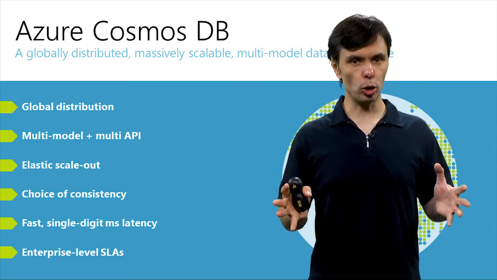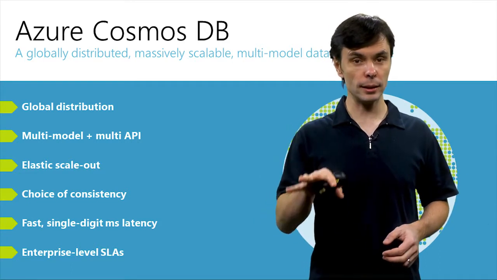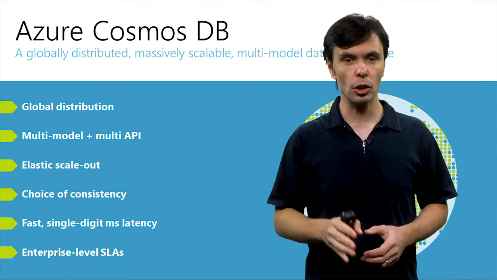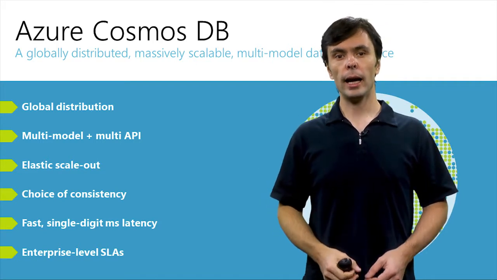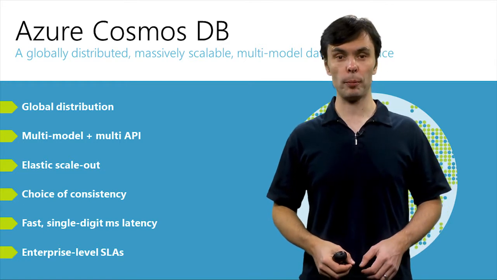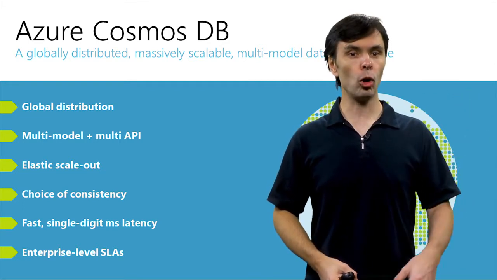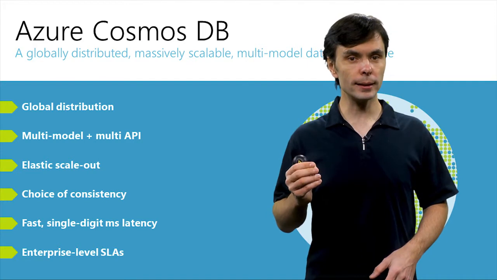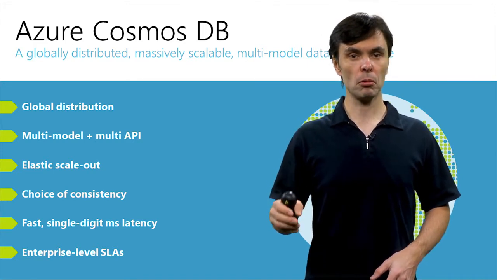It is a fast service offering single-digit millisecond latency in the same data center, guaranteed with 4 SLA. And it is the only cloud service that offers you SLAs not only for availability, which is 5 nines, but also for throughput, for consistency, and for latency, 4.9 SLA.